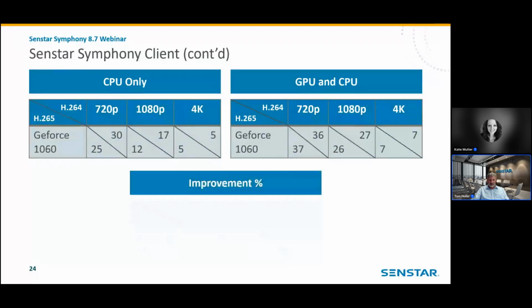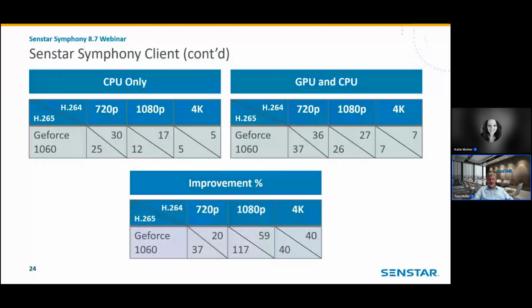So if you look at the comparison, and we look at the improvement from old to new, it is 20% on 720p, which is H.264, 37% on H.265. And the real nice improvement was on 1080p. So here we have 59% improvement on H.264, but 117% improvement on H.265. So if you look back here, it was 12 streams or 12 panels on the CPU, and now 26. So this is a huge improvement.